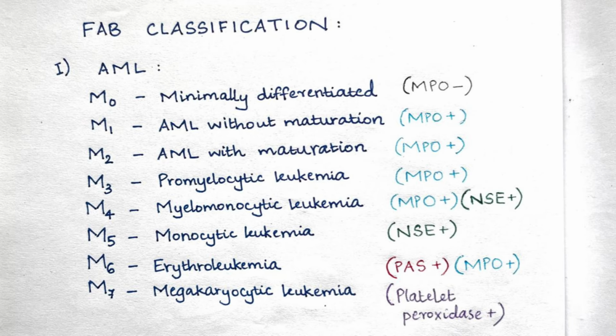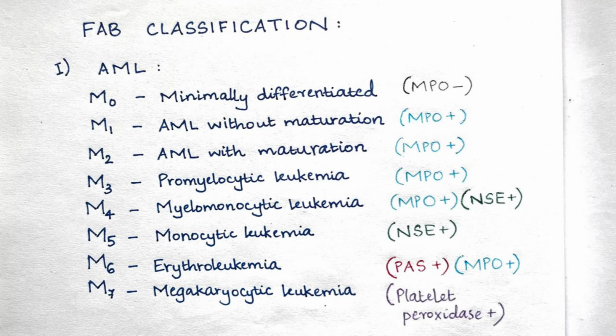There are two systems of classification for acute leukemia. The first one is FAB or French American British classification. According to this, AML can be classified into 8 types from M0 to M7. AML M0 is minimally differentiated AML. M1 is AML without maturation. M2 is AML with maturation.